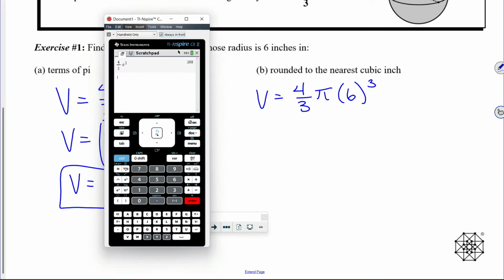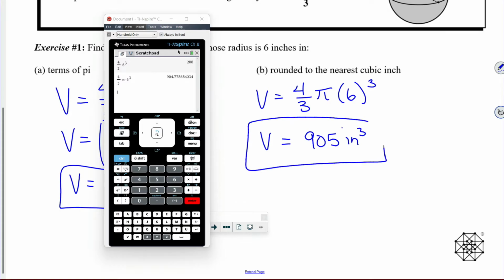And literally, in this case, what I would have is that fraction, 4/3 times pi times 6 raised to the third. I'd hit enter, and my volume this time is 905 cubic inches. All right.